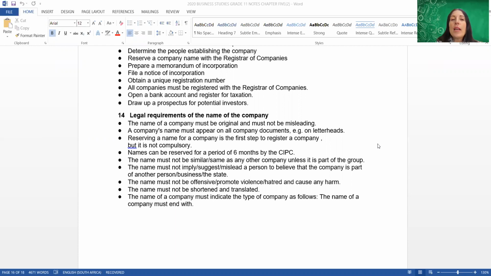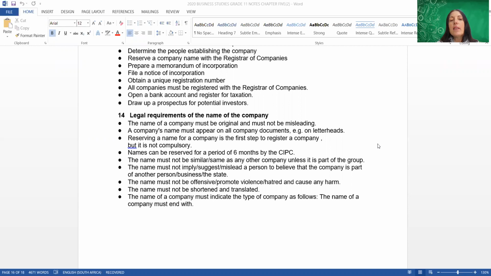Reserving a name for a company is the first step to register a company, but it's also not compulsory. Sometimes you can just use your registration number as the name of the company. That's also fine. Names can be reserved for a period of 6 months by the CIPC. So, for example, if you haven't got all your other documentation and everything sorted out, the CIPC can reserve that name for you for a couple of months.